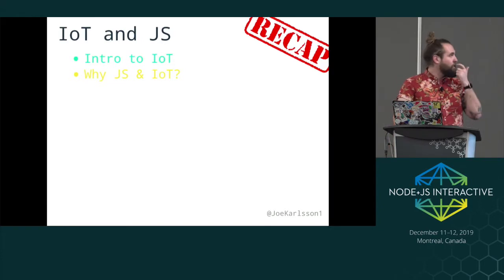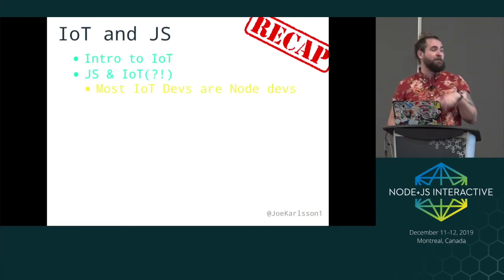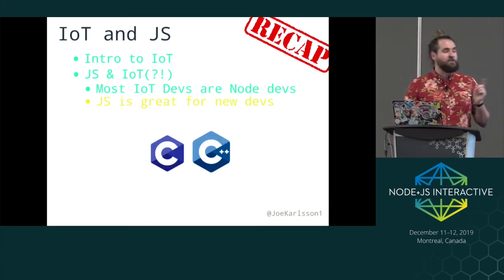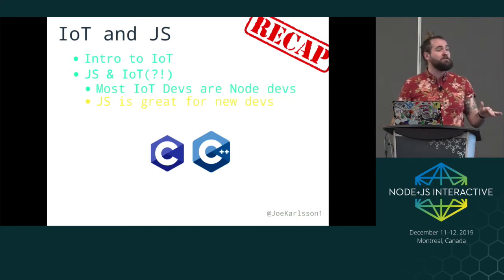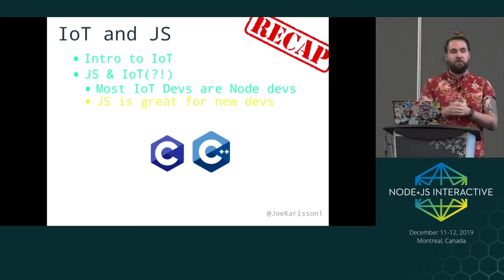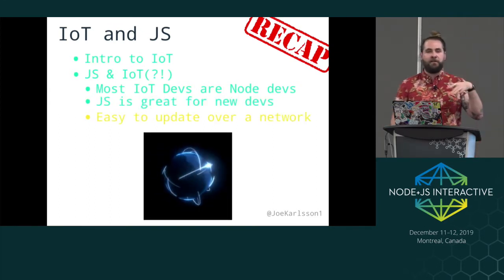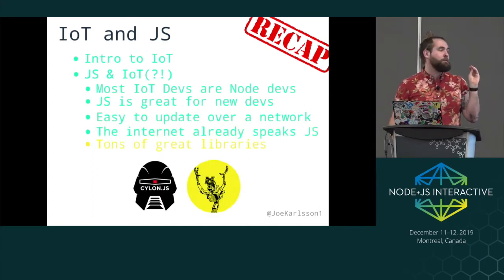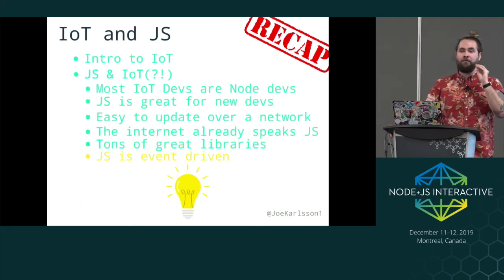All right, so recap. Why should you be considering JavaScript and Node for your next IoT project? 58% of IoT developers already self-identify as Node developers. It's super easy for new developers to learn. C and C++ are great for a lot of reasons, and there are reasons why you would want to use those for a project, but I would argue JavaScript is great. It works and it's great anyway. It's super easy to update over a network. You don't have to reflash anything, just git pull npm install, done. And the internet already speaks JavaScript. It's a super mature platform, and JavaScript is an event-driven language, which is natively how physical hardware works.